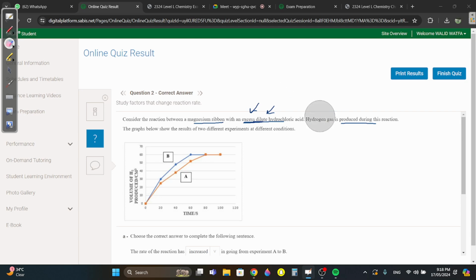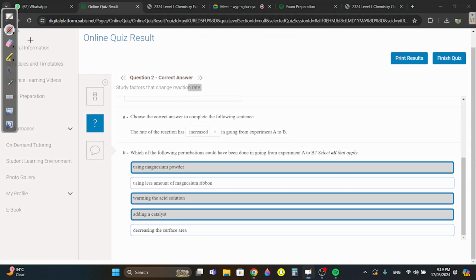It will be faster, but the amount of product won't change, because it's excess. But for example, if I increase the amount of magnesium, then I'll get more product. But this has nothing to do with what we're doing. We're talking about the rate, and that means the speed. So if you increase this, it will be faster. Anyway, what could have changed?